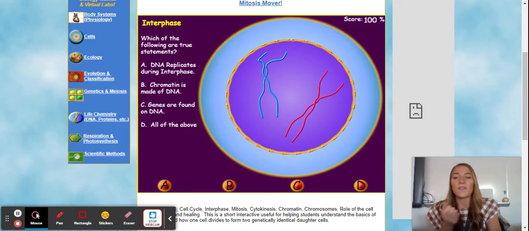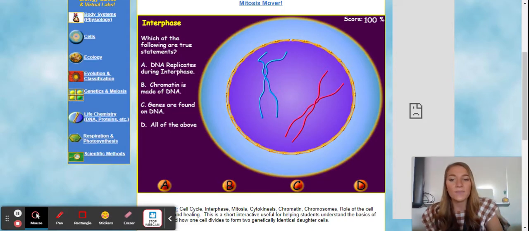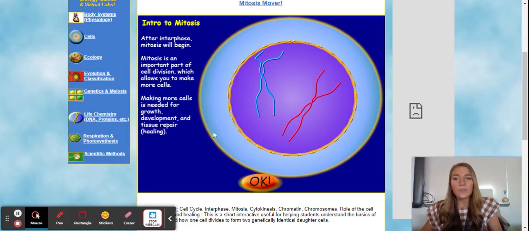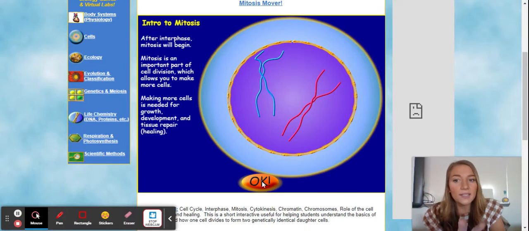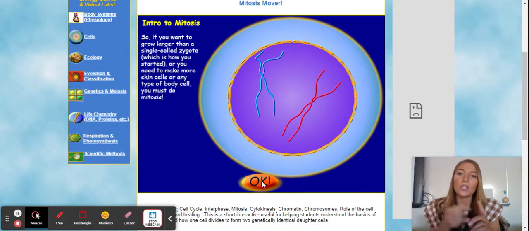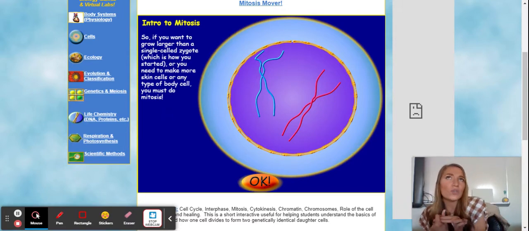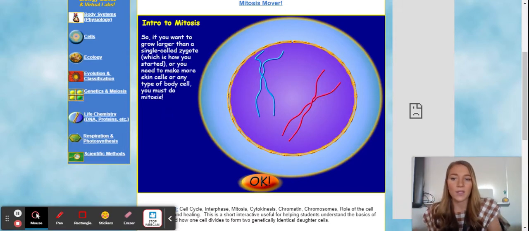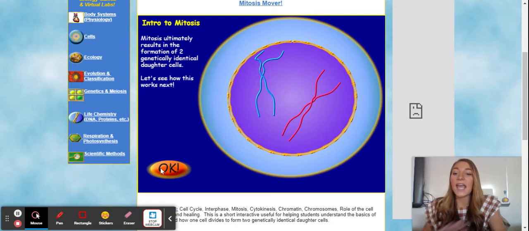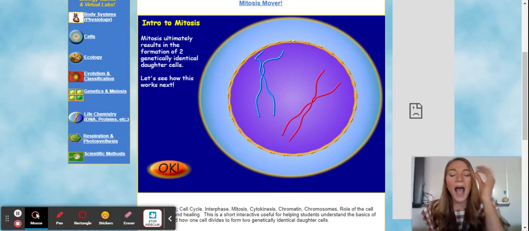And we know that during interphase, the DNA is going to replicate. We know that chromatin is just DNA. We know that DNA has little segments of it called genes, and all of those things are true. Now, after interphase, we're ready to start mitosis. Mitosis is important for cell division because it's going to help us divide the nucleus, and we know we need to make new cells so we can grow, repair our tissues, all these important things. So mitosis at the end of all this is going to end up with two identical daughter cells.